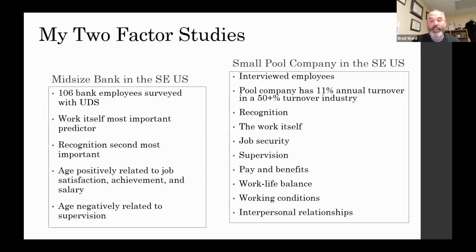And age was negatively related to supervision. In other words, the younger you were, the more likely you were to not be happy with your supervisor. So these things here were all kind of related to each other. But if I was just going to predict job satisfaction in general, like what's going to make people happy at this bank, it'd be the work itself, making the work itself meaningful, and recognition are the most important two. But the age things were interesting.